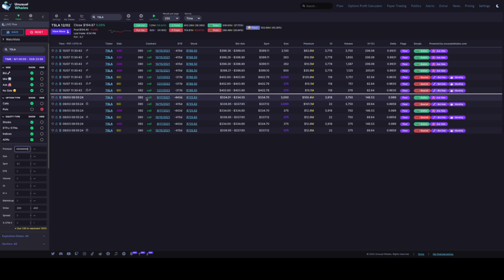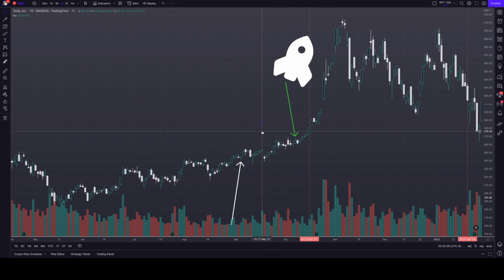The trade was 392 calls, September 17th, which is September OPEX, monthly OPEX. OPEX is options expiration. And the second leg was 390 calls for October monthly OPEX, which is October 15th. September 17th, October 15th. These are the two dotted red lines that we have here. This is September 17th, and this is October 15th.